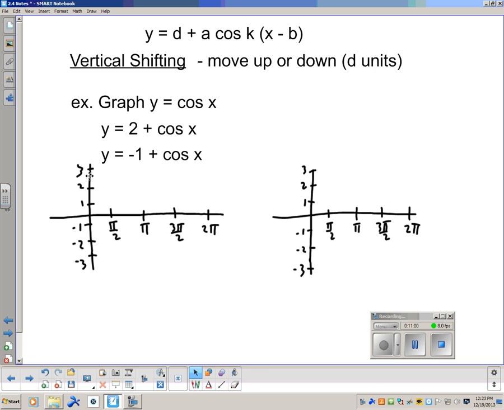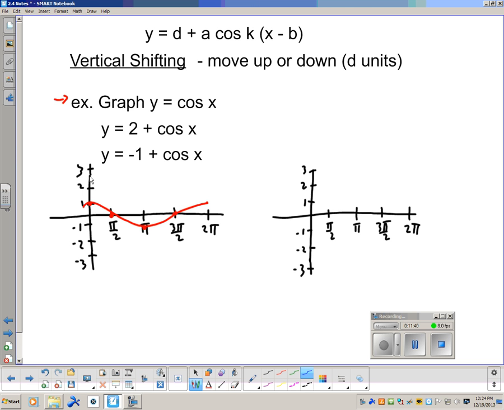Graphing this first one out, I'm going to graph out just the basic y equals cosine x. Just follow your unit circle. At 0, your cosine, your x value, is 1. At pi over 2, your cosine value is 0. At pi, your cosine is -1. At 3 pi over 2 it is 0. And at 2 pi, your x value is up there at 1. So that is just in general our cosine graph. I just graphed that one out, and then I want to show you how that changes.